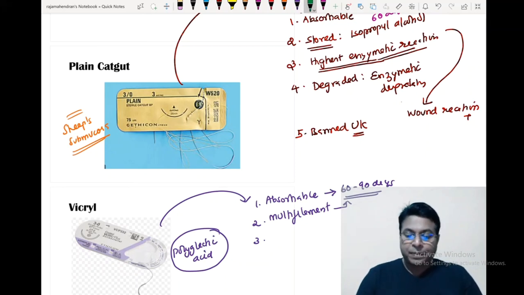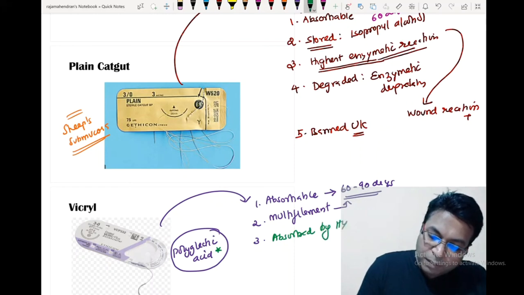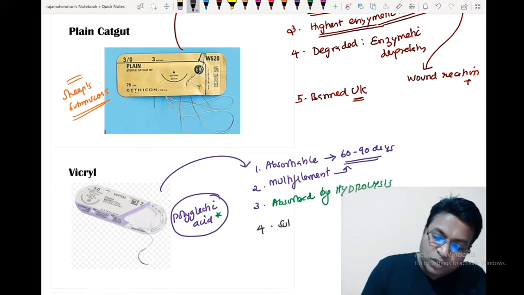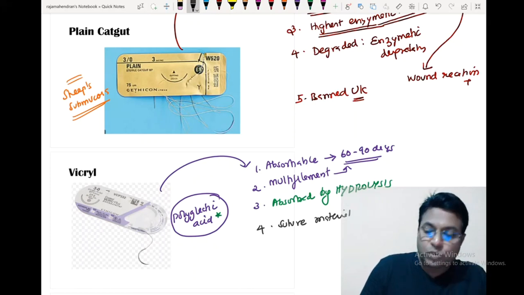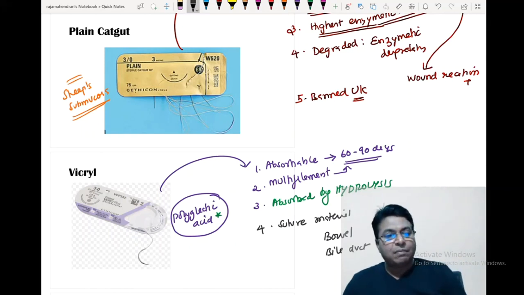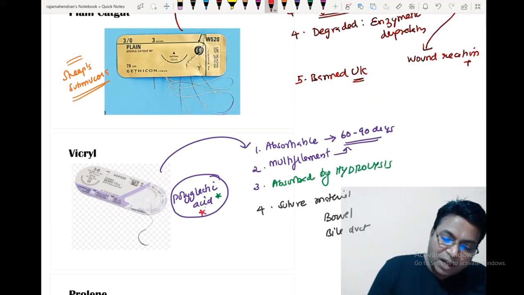The third point, it is polylactic acid. It is absorbed by hydrolysis. The fourth point is most important. This is the suture material used for which anastomosis? Suture material used for bowel anastomosis and bile duct anastomosis. We use Vicryl. Vicryl is a company name. The original name is polylactic acid.